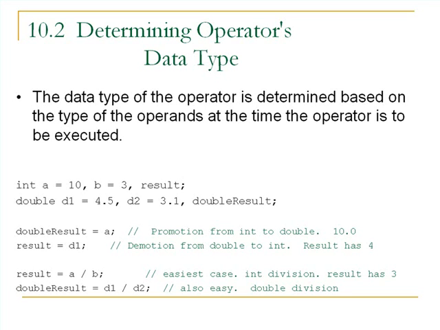The next one is also easy. The division in this case is a double division, the same operator but a different data type, and we know that by looking at the operands D1 and D2, which are both declared to be double.